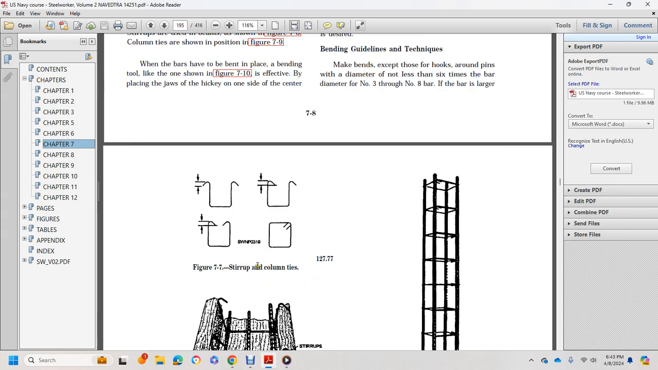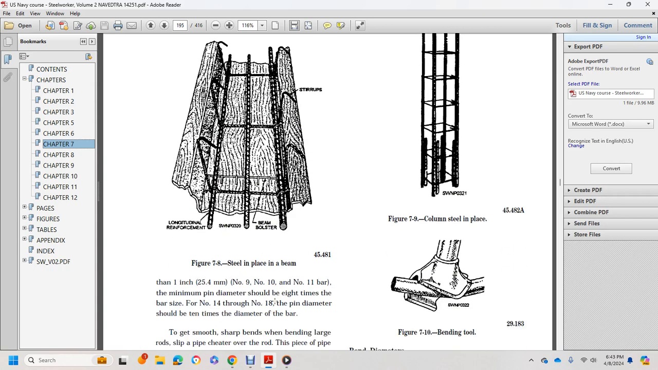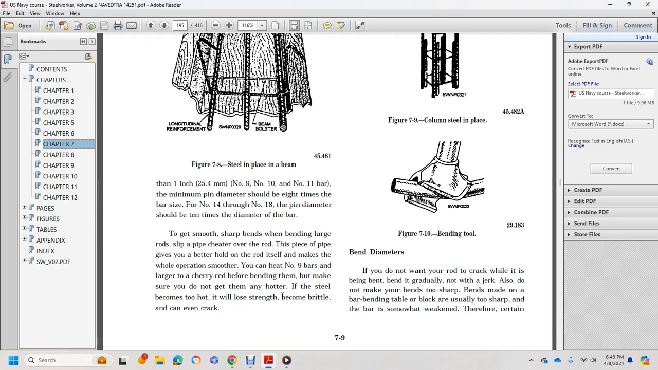Figure 7.7 shows stirrups for the column and ties. Figure 7.8 shows steel beam placement. You have your stirrups, longitudinal reinforcement, and beam bolsters. For number 9, number 10, and number 11 bars, the minimum pin diameter is 8 times the bar size. For number 14 and number 18 bars, the pin diameter is 10 times the diameter of the bar.